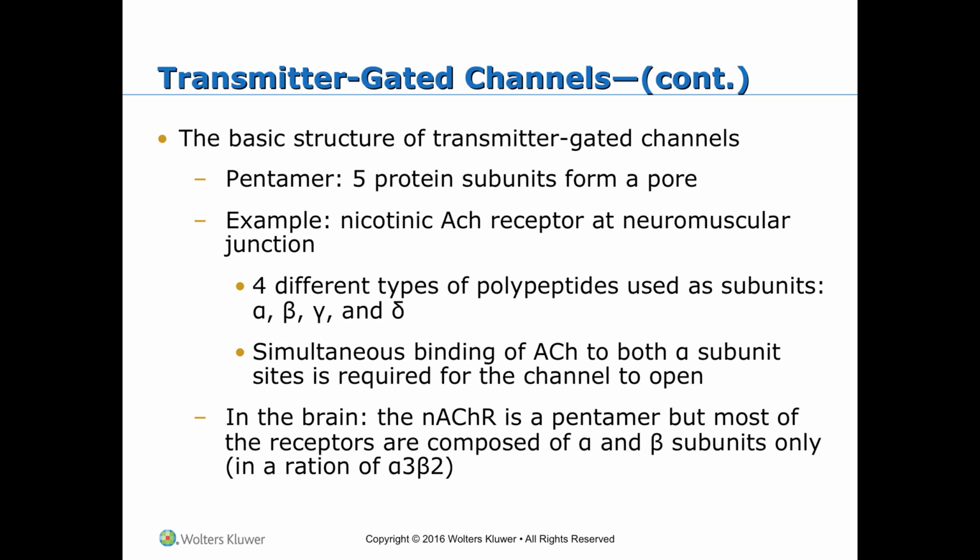There are 4 different types of polypeptides that can be used as subunits: alpha, beta, gamma, and delta. Remember that these are just different subunits, but the entire structure is a pentamer composed of 5 subunits. Simultaneous binding of acetylcholine to 2 alpha subunit sites is required for that channel to actually open. In the brain, the nicotinic acetylcholine receptor is a pentamer, so it has 5 protein subunits, but most of the receptors are composed of alpha and beta subunits only, in a ratio of alpha 3, beta 2.